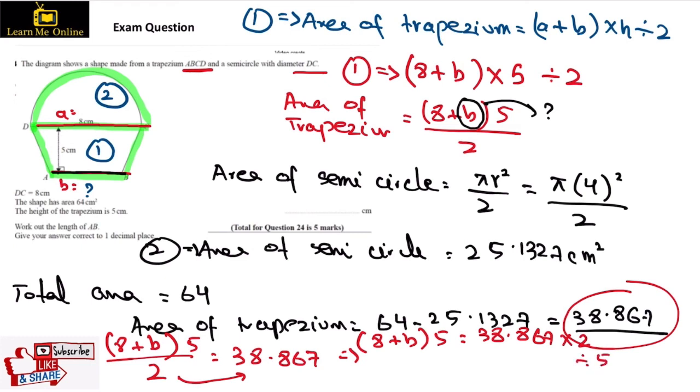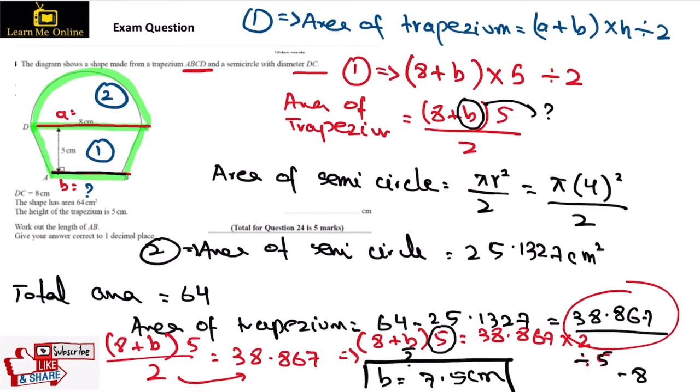Now you're going to rearrange to find out the B value from here. The next thing you're going to do is, you have multiplied by 2. The next thing, to get rid of this 5, you divide by 5 here. And then you take away 8 from it. So the next step you do is to minus 8 from it. So the final B value which you're going to come out with is 7.5 centimeter. So here we have found out the length of AB, which is 7.5 centimeter. I can write it down that the length of AB is 7.5 centimeter, which is our final answer here.